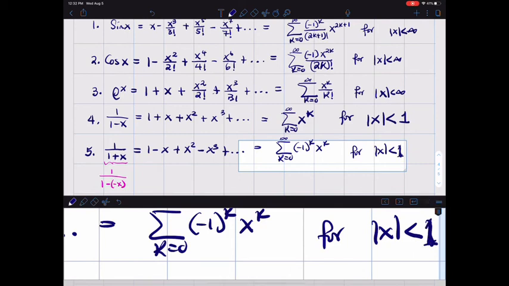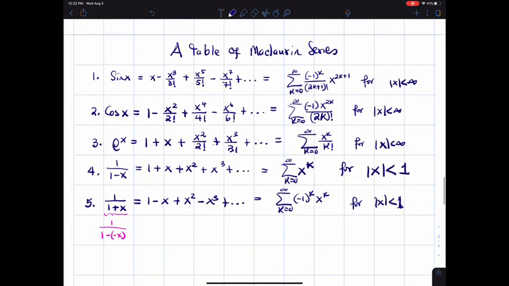So I would encourage you to remember these Maclaurin series expansions for these functions. These are the main ones that almost everybody who studied Calc 2 knows: sine x, cosine x, e to the x, 1 over 1 minus x, and then 1 over 1 plus x. In the next video or in class, we're going to learn how to use these 5 series to come up with the Maclaurin series for other, related functions. All right, I'll see you in class.